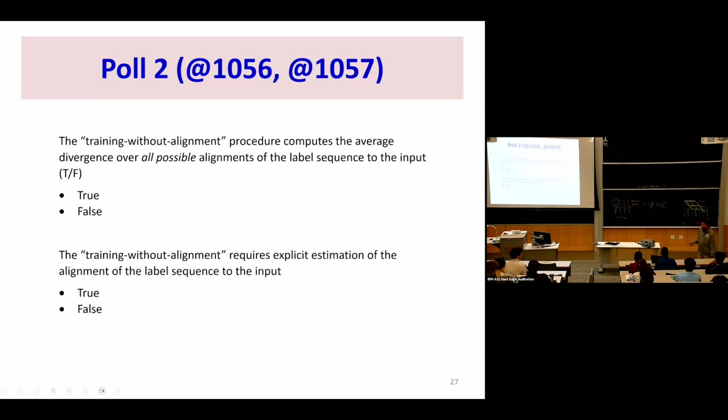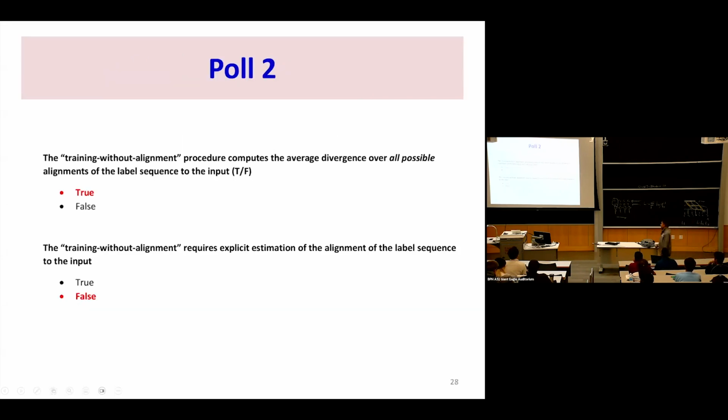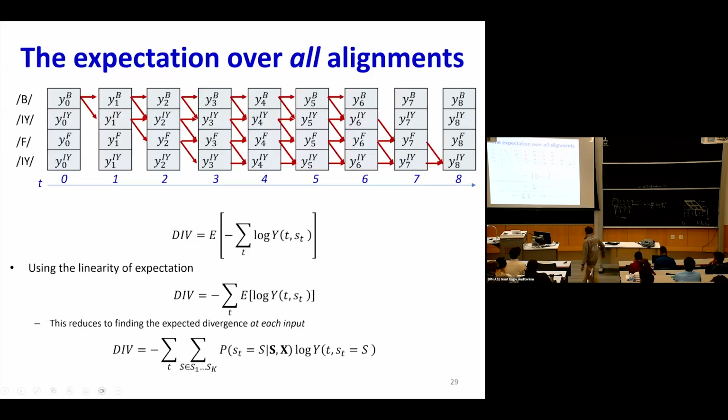False. False. Okay. So the training without alignment computes the average divergence over all possible alignments. It does not require explicit alignment because you're considering every possible alignment, right? Now let's go back to this thing. How do you actually deal with the issue of the computational explosion? And that has to do with this.